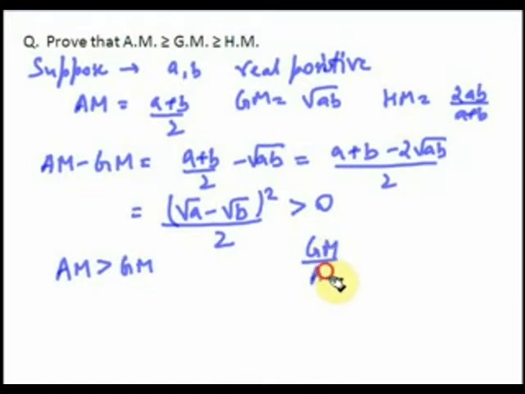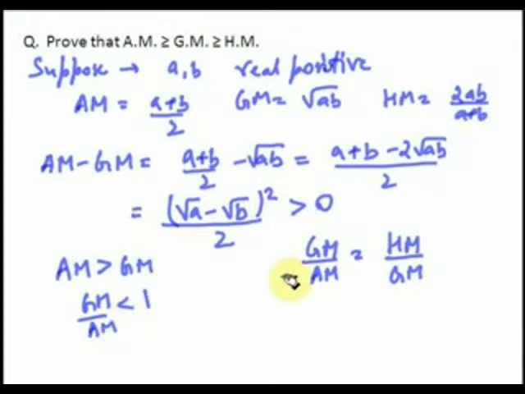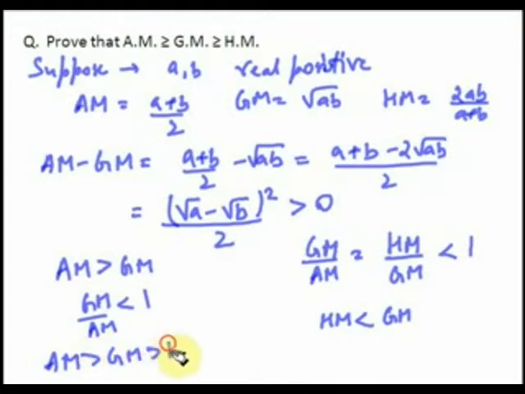That means GM upon AM is equal to HM upon GM. And we know that the arithmetic mean is greater than GM, so GM upon AM is less than 1. So we can write this as less than 1. HM is less than GM. So we have got the relation that arithmetic mean is greater than geometric mean and geometric mean is greater than harmonic mean.